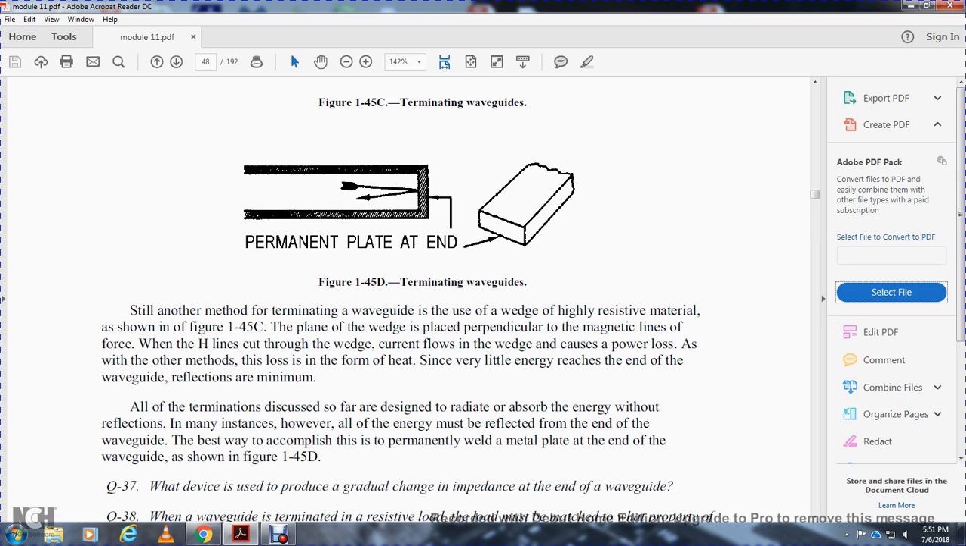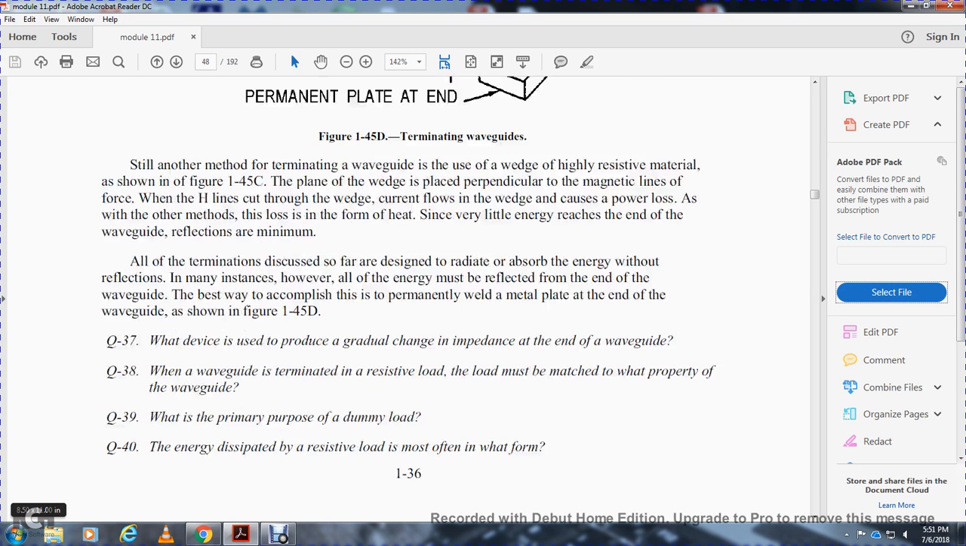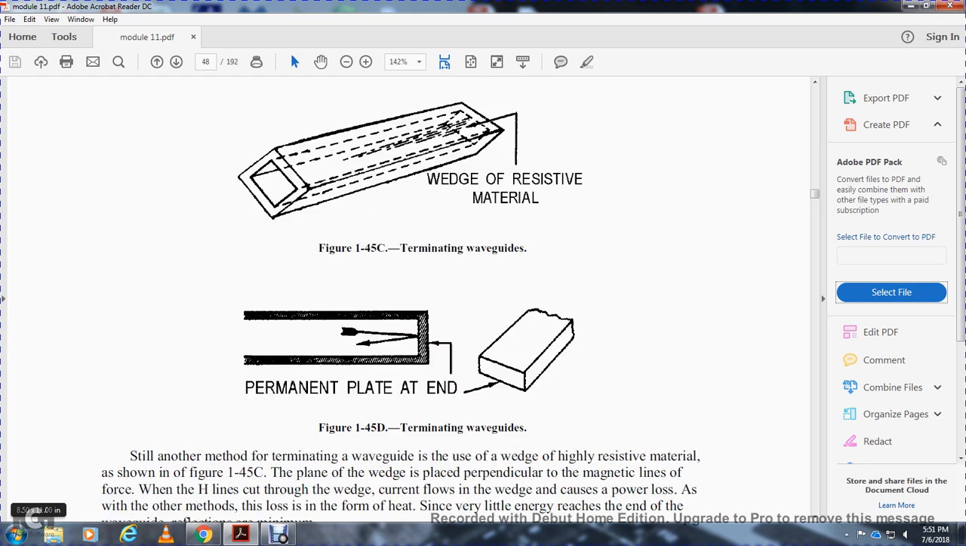All of the terminations discussed so far are designed to radiate or absorb the energy without reflection. In many instances, however, all the energy must be reflected at the end of the waveguide. The best way to accomplish this is to permanently weld a metal plate at the end of the waveguide, as shown in figure 145D.